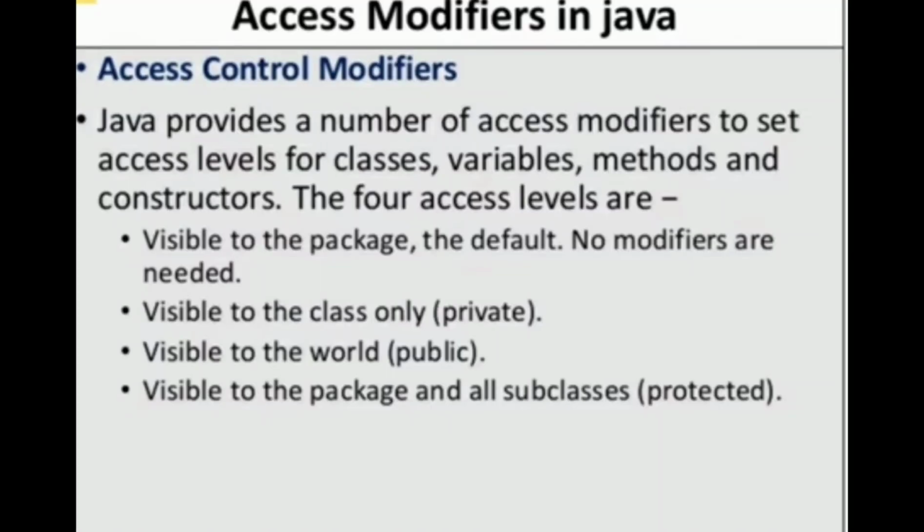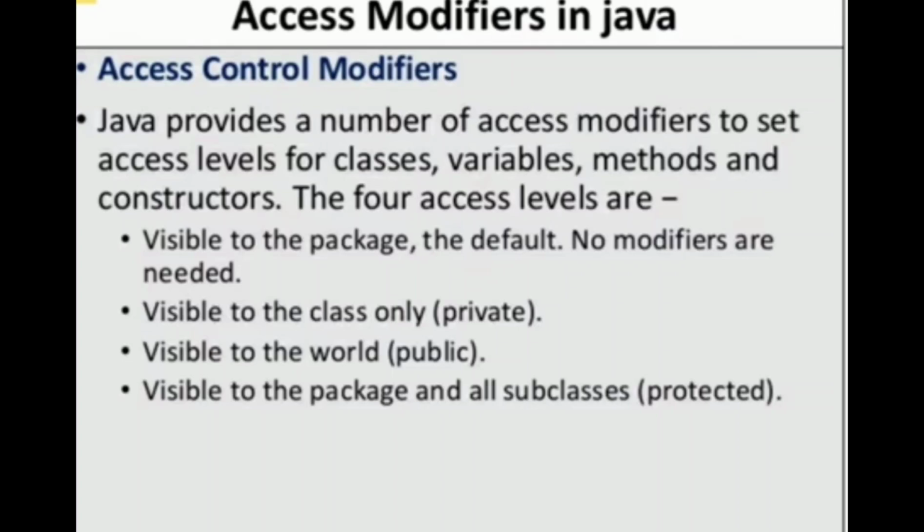Access control modifiers. Java provides a number of access modifiers to set access levels for classes, variables, methods, and constructors. The four access levels are: visible to the package, the default, where no modifiers are needed; visible to the class only, private; visible to the world, public; and visible to the package and all the subclasses, protected.